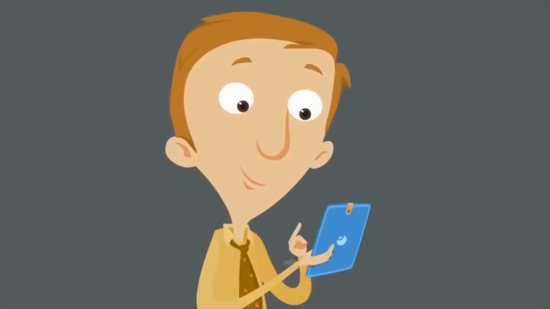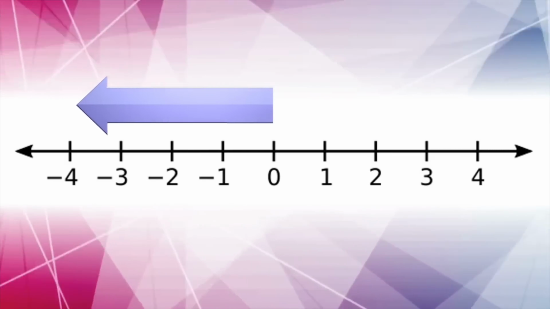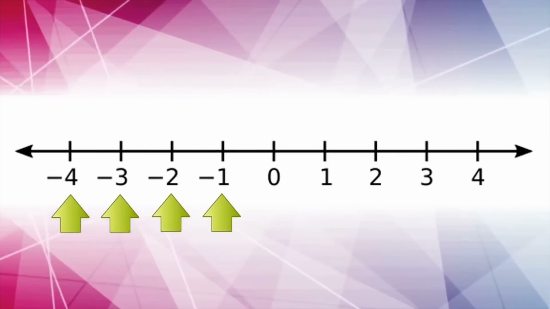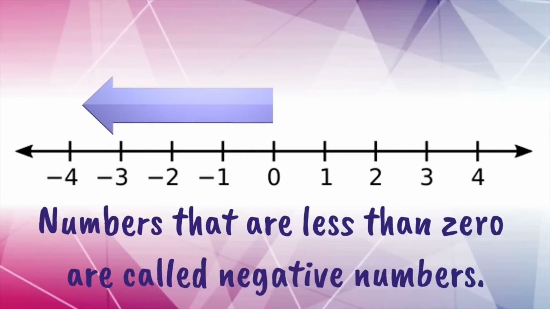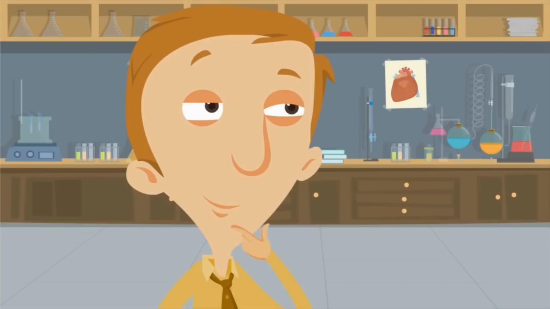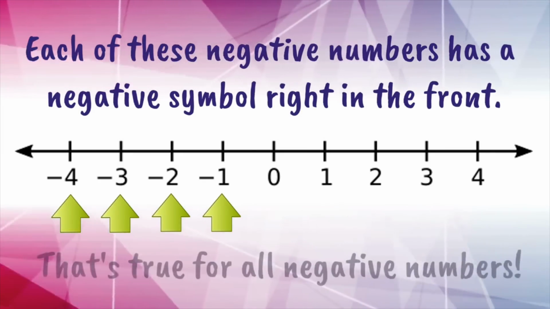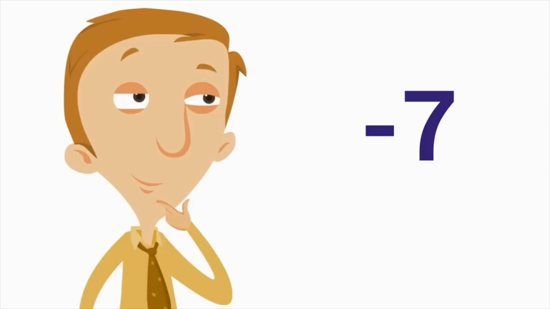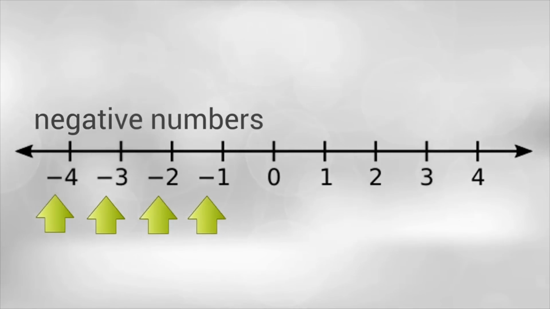Now, here's something interesting. 0 is not the smallest number. Numbers can go lower than 0. I mean, 0 is in the middle of this number line, which means all of these numbers are less than 0. Numbers that are less than 0 are called negative numbers. Negative numbers, that's what they are. Now, you might have noticed each of these negative numbers has a negative symbol right in front. That's true for all negative numbers, so they're really easy to spot. So numbers that are less than 0 are called negative numbers, which makes sense. They have this negative sign in front of them.